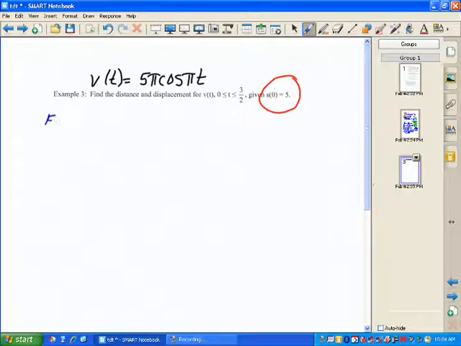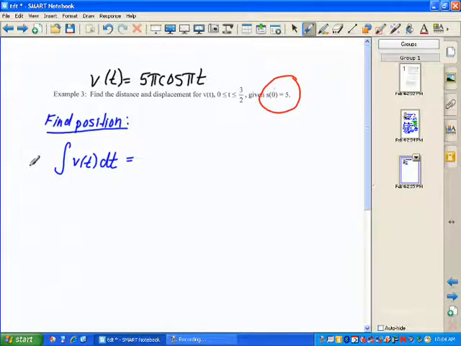We'll find position. We couldn't do that before. Reason being, we would have had a plus c. Okay, this is going to take care of our plus c for us. So let's integrate velocity. Okay, and what we'll end up with here when we do that, oops, that was supposed to be an S.